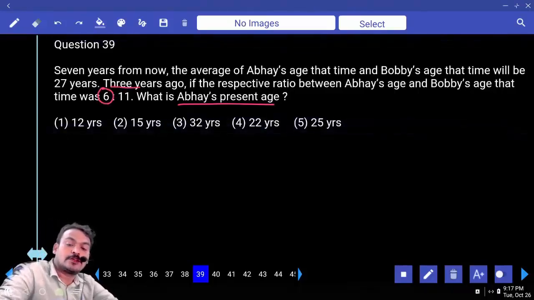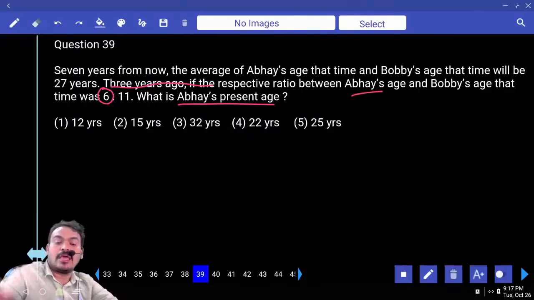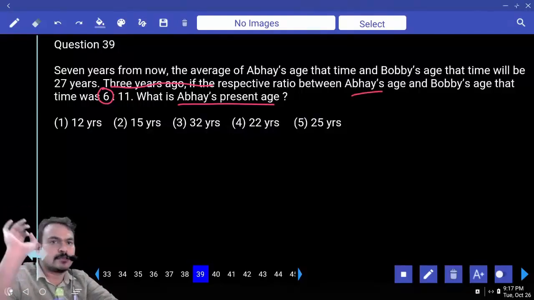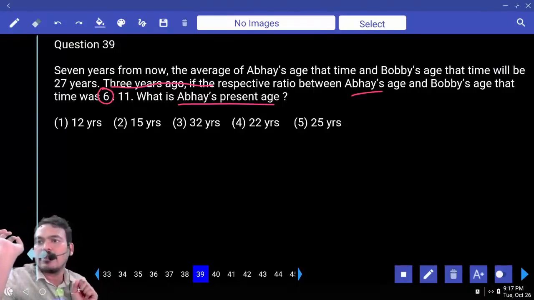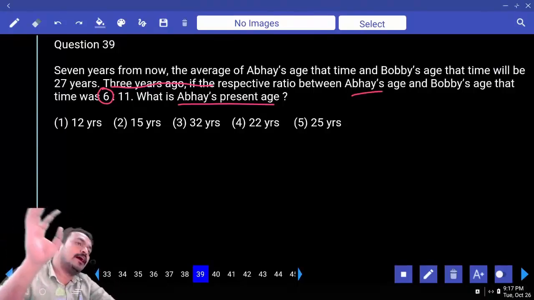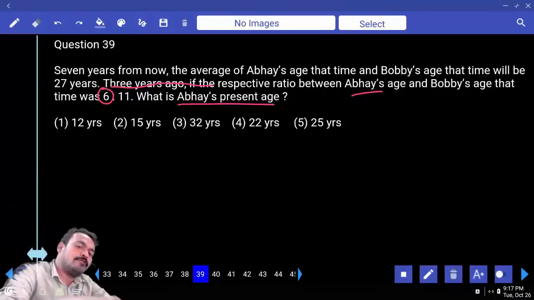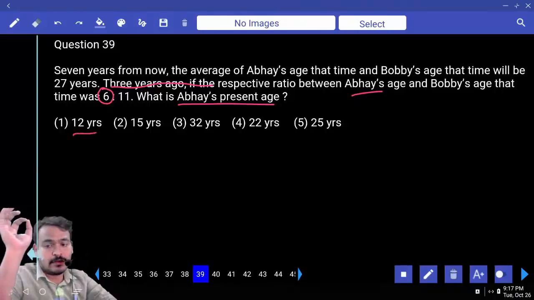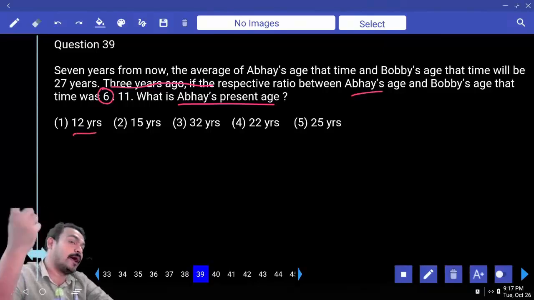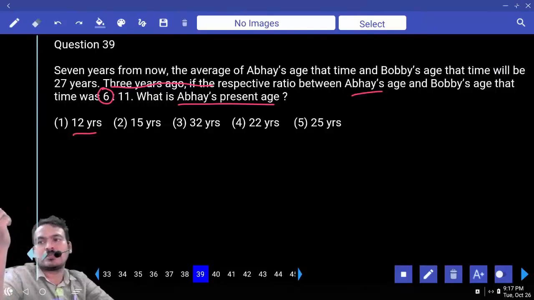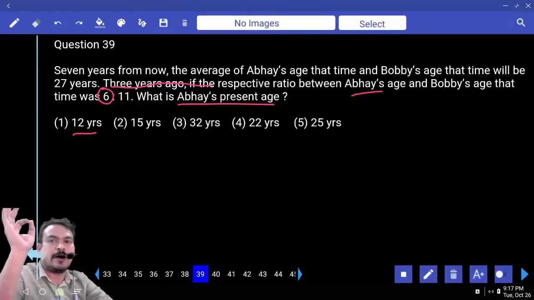But 3 years ago, A was how many parts? 6 parts or not? 6 parts. But we required which one percentage? A present or B present? A present or not? Verify the options, it will be easy or not? What is the first option? 12. If the present value of A is taken as 12, then 3 years back it is 9 or not? But 3 years back how many parts are there? 6 parts. 9 is exactly divisible by 6 or not?